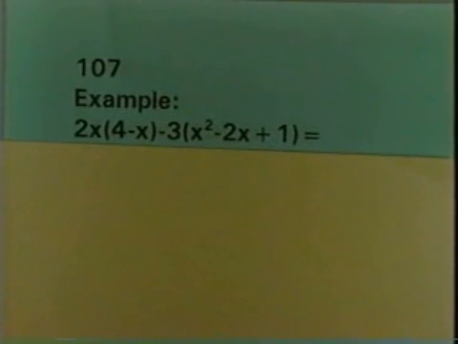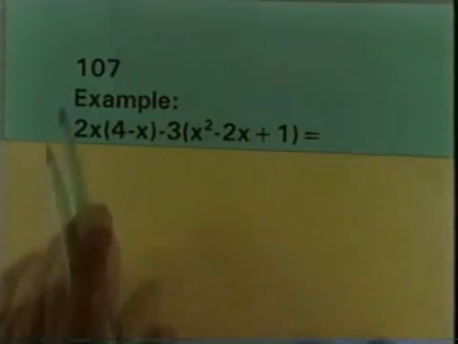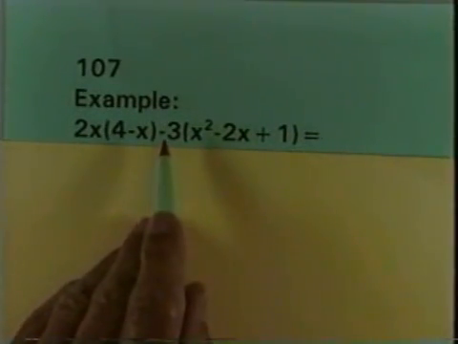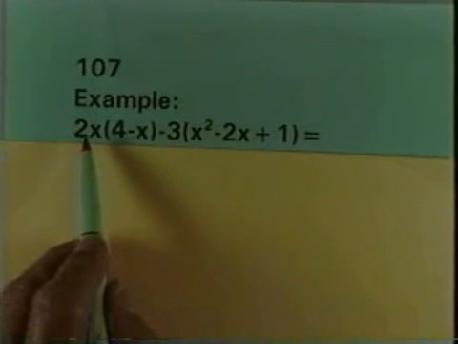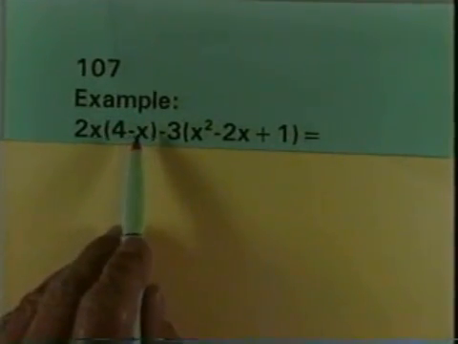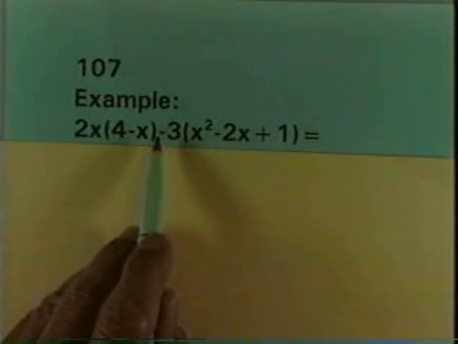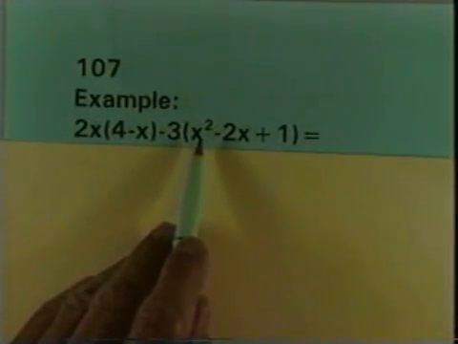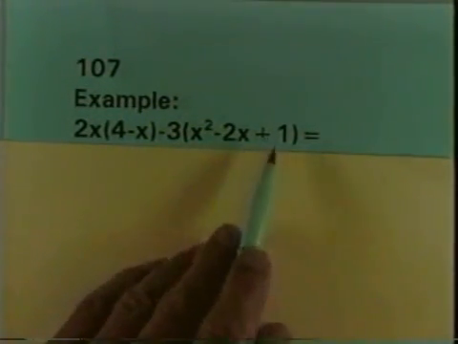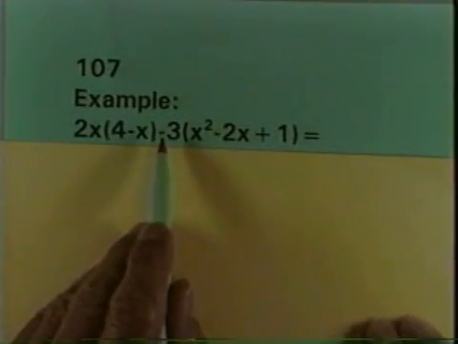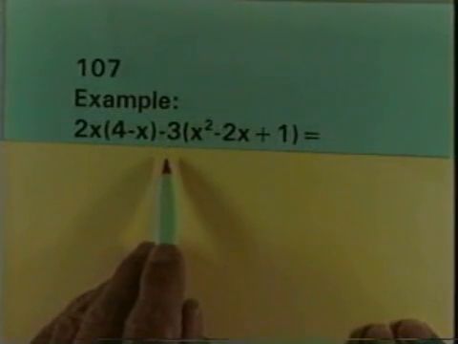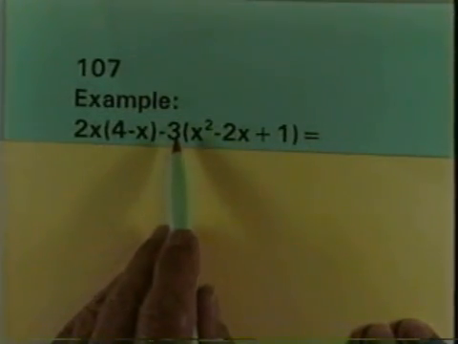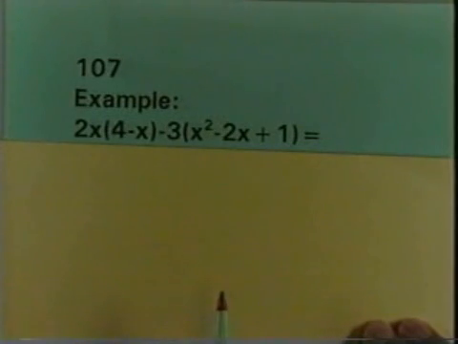Look at another example. In this case, I have multiplication, subtraction, and multiplication. Now I'm going to read this as a positive 2x times 4 subtract x, subtract a positive 3 times x squared minus 2x plus 1. In other words, I'm reading this as a subtraction symbol. So when I multiply, I will still have the subtraction symbol. I must be very careful to keep the parentheses.